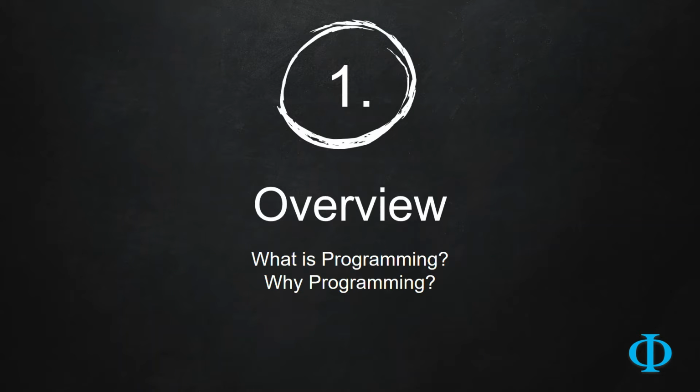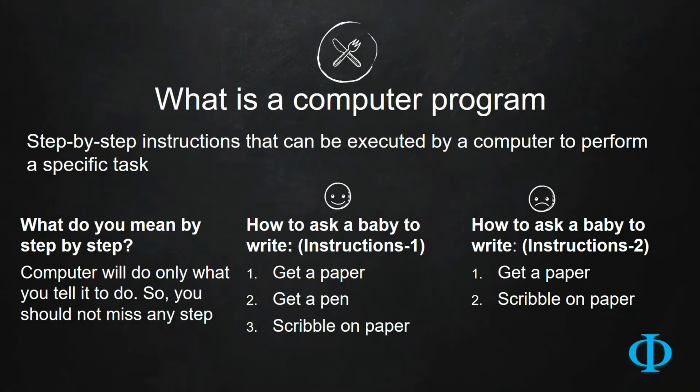So, what is programming and why do we need programming? Programming is step-by-step instructions that can be executed by a computer to perform some specific task. For example, solving a mathematical problem or any other type of problem. In order to understand step by step, you can consider this example.